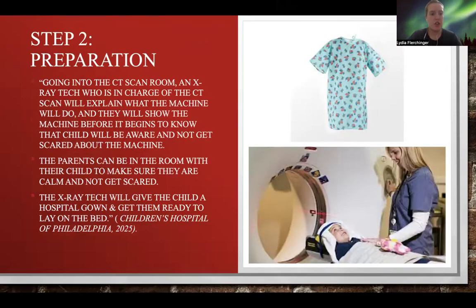Step two, preparation. When you get to the hospital or the doctor's office, you go into the CT scan room, where an x-ray technician, whose job is to take the pictures of your bones or the inside of your body, will explain what's going to happen and what the machine will do. They'll say, okay, this machine is going to take pictures of your body. Your job is just to lie still and be comfortable, so that you're not scared.